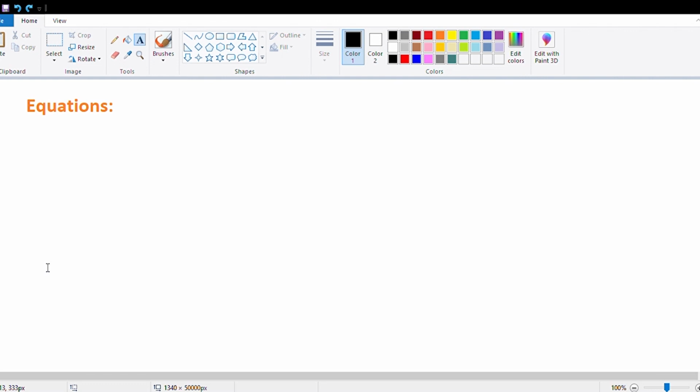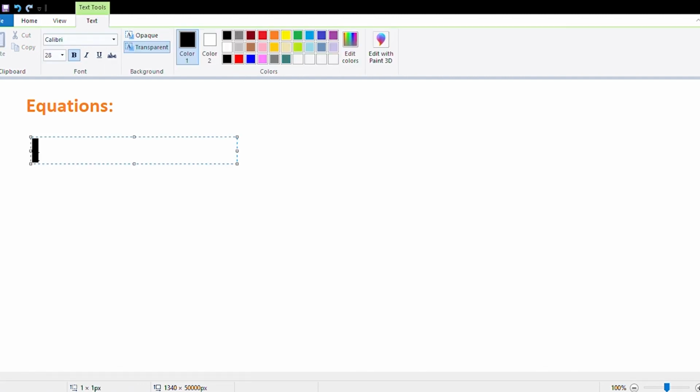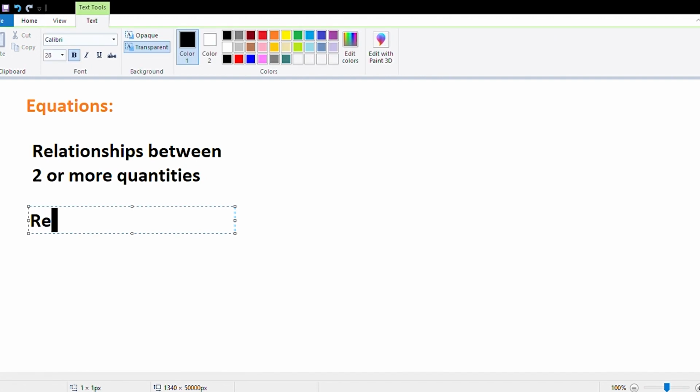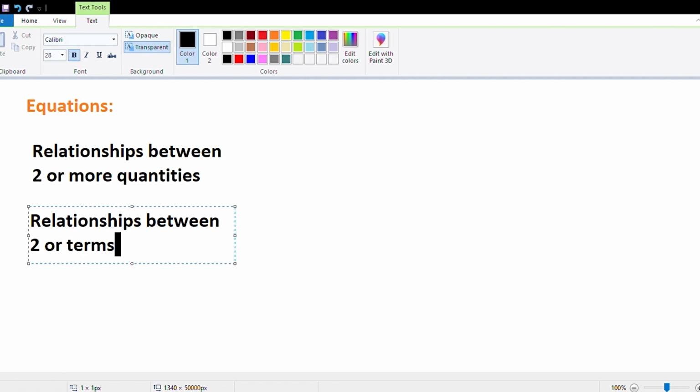Equations. Let's understand what these equations we hear and use so often are. Equations are relationships between two or more quantities, and that's their English definition, you could say. And in math, they are defined as relationships between two or more terms, because those quantities turn into terms when we're talking in math. These are equations.